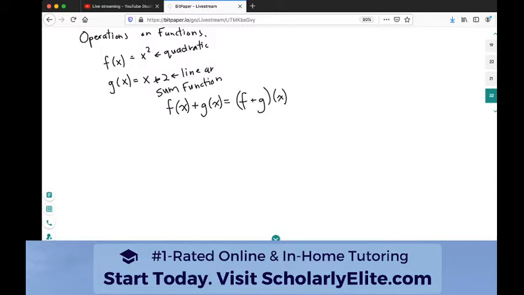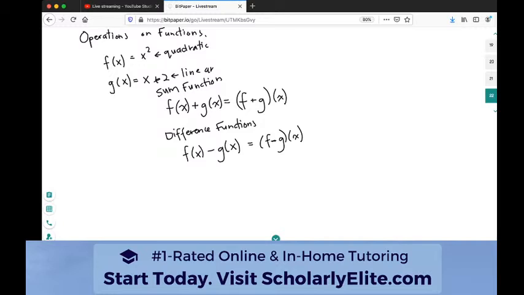And then we also have difference functions. So if you have f of x minus g of x, another way of saying that is f minus g of x. Okay. So let us try these out with some different functions.